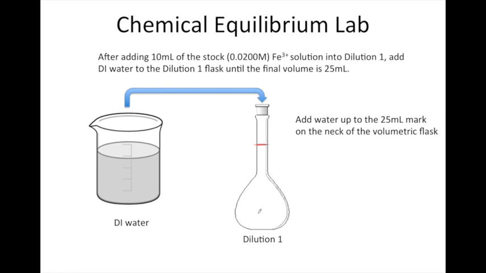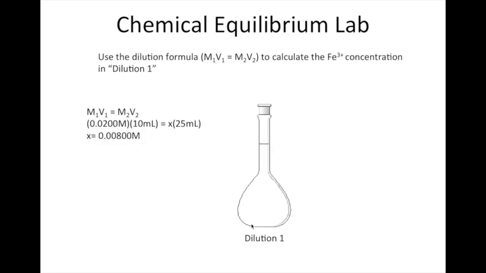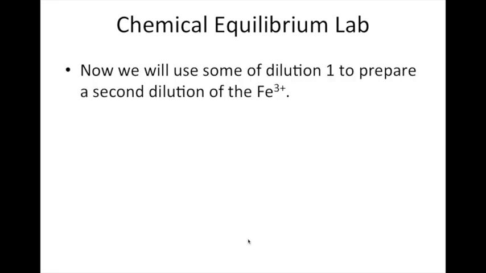Now we've prepared our first dilution, and we need to calculate the concentration of this first dilution. To calculate any dilution, we generally use the M1V1 equals M2V2 formula, where V1 is the volume of the stock, since we use that. We use 10 milliliters of the stock. We want to figure out X, which is our final molarity of our dilution 1, and our final volume, we said we brought it up to 25 mils. So if we calculate that, the concentration of dilution 1 should be about 0.008 molar.